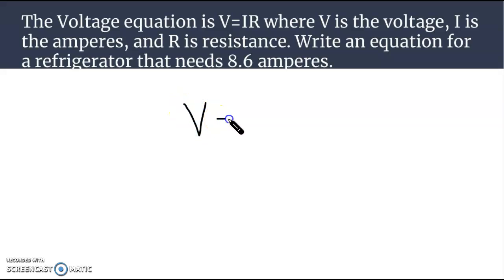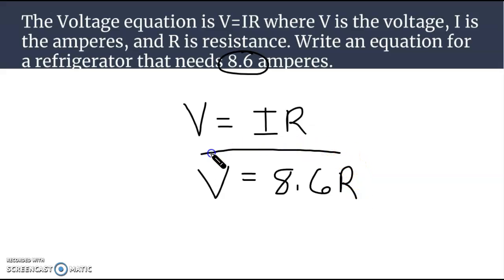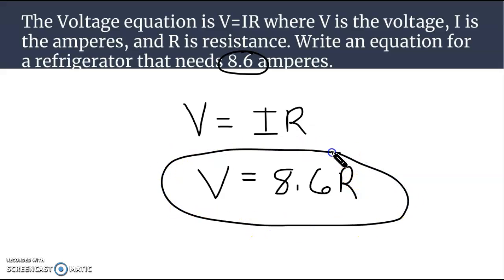So I'm just going to rewrite this. V equals I times R, and then just knowing what variable 8.6 goes in for. 8.6 is the amps, so we're just going to substitute that in for I. V equals 8.6 times R, and that is the setup for the equation.